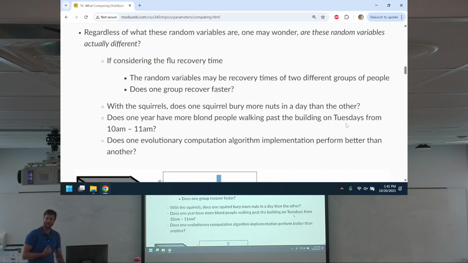We can observe these things. These things are random variables. Basically, they're spitting out distributions of data. And the question is, are they different, right?